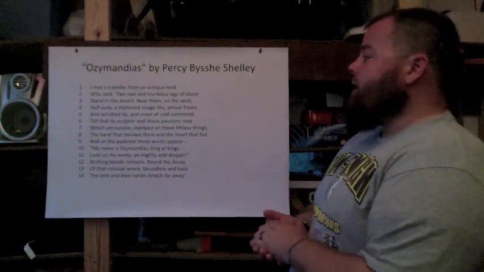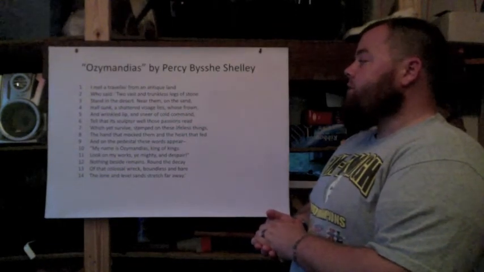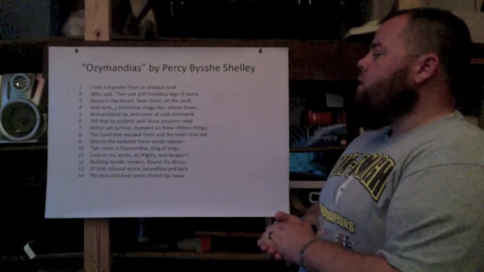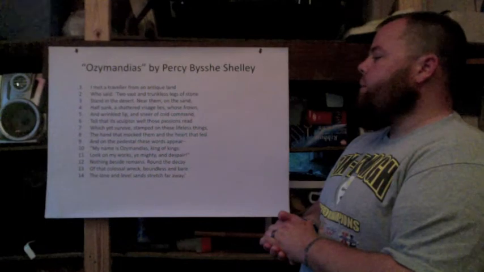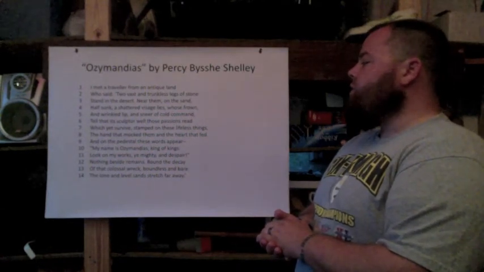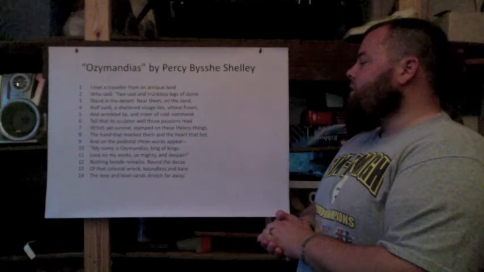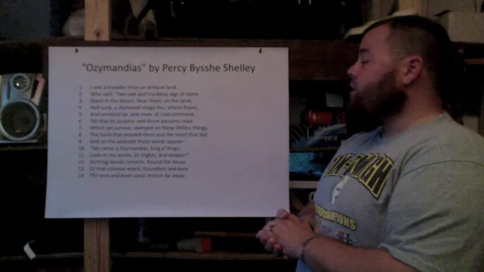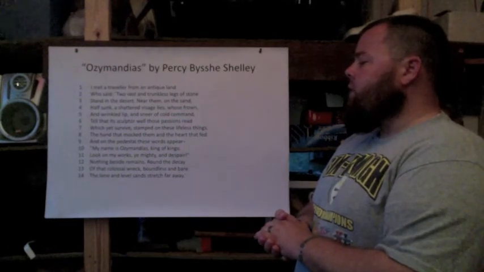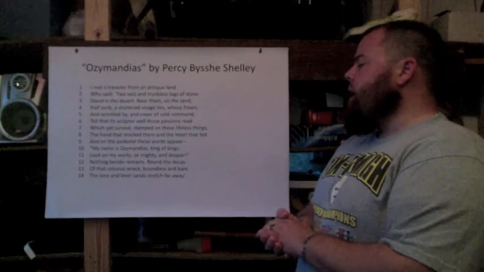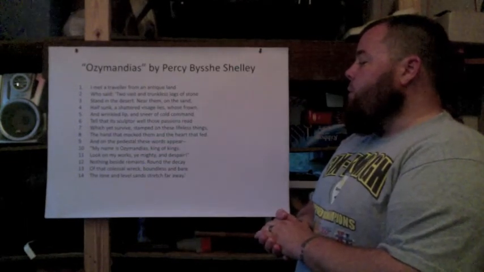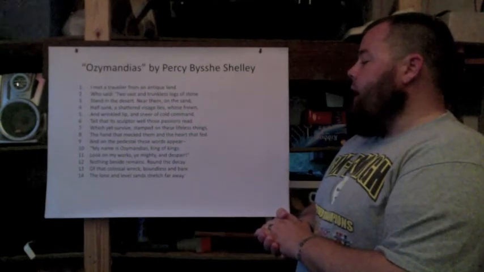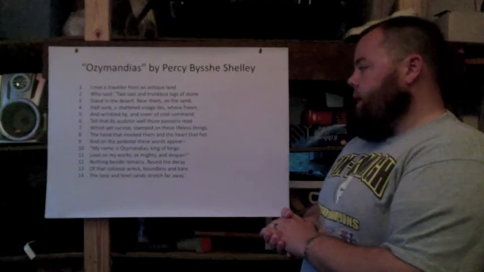I met a traveler from an antique land, who said, 2 vast and trunkless legs of stone stand in the desert. Near them on the sand, half sunk, a shattered visage lies, whose frown and wrinkled lip and sneer of cold command tell that its sculptor well those passions read, which yet survive, stamped on these lifeless things, the hand that mocked them and the heart that fed. And on the pedestal these words appear: My name is Ozymandias, King of Kings. Look on my works, ye mighty, and despair. Nothing beside remains. Round the decay of that colossal wreck, boundless and bare, the lone and level sands stretch away.